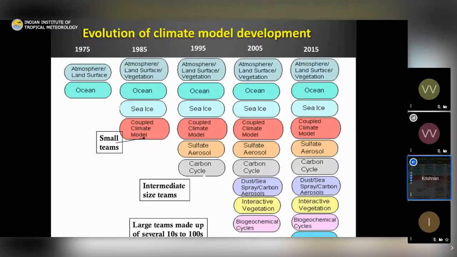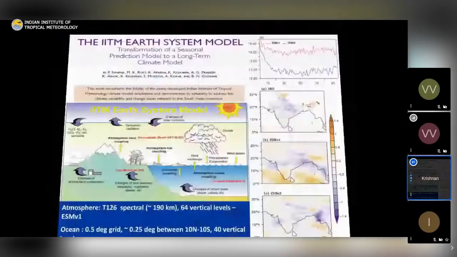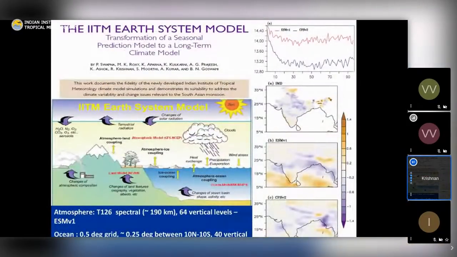So the coupled climate modeling and earth system modeling has evolved, with more components and processes being involved, bigger groups, and increased computational power. In this context, I should mention that at IITM we developed the first earth system model, by transforming a seasonal prediction model, the CFS model, for long-term climate prediction. We coupled a new version of MOM4P1 with interactive biogeochemistry. It was a homegrown development at IITM, published in 2014.